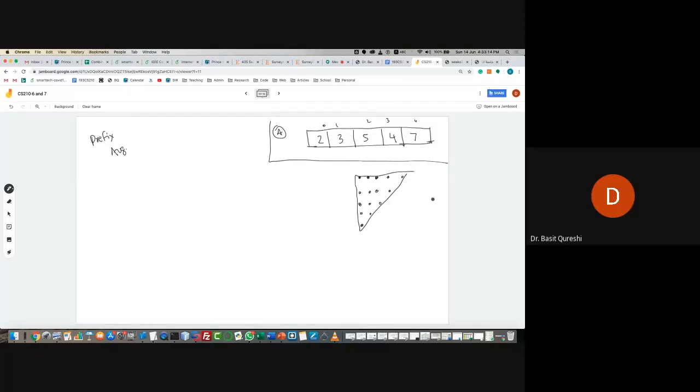Okay? Or even something like this: 1 dot, then 2 dots, then 3 dots, 4 dots, and 5 dots. So a shape like this. If you get a shape like this, what is this runtime? What is the runtime? Okay, this needs a bit of careful evaluation.